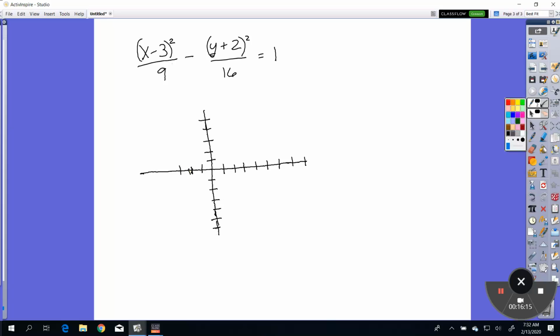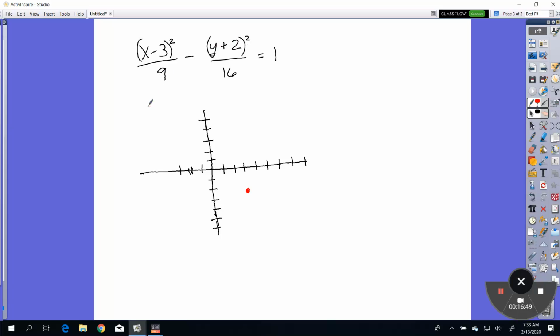Where's the center of this going to be? It's always backwards of these points. Yeah, so plus 3, negative 2. So on a hyperbola, you start the same way as with a circle and an ellipse. You start like this. Now, underneath these, like the x minus 3 squared and y plus 2 squared, these numbers are a and b, but they're always squared.